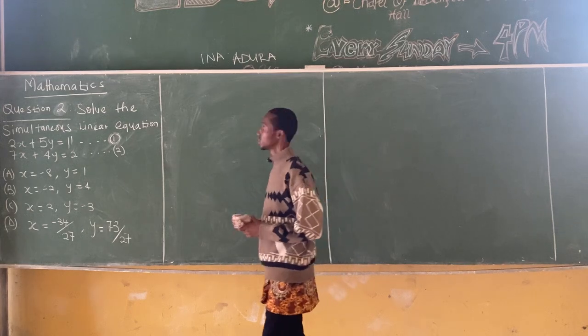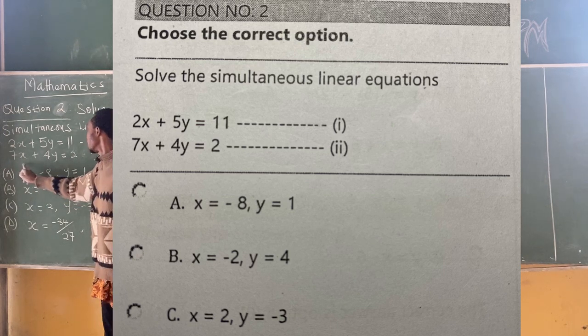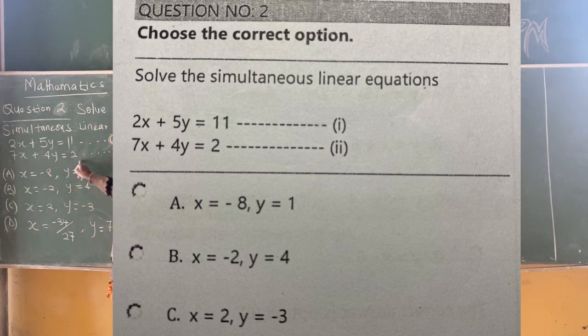Question 2 for today says, solve the simultaneous linear equation 2x plus 5y equal 11. This is equation 1. The second equation says 7x plus 4y equal 2. This is equation 2. Solve the simultaneous linear equation. They gave us equation 1 and 2. They gave us the following answer.